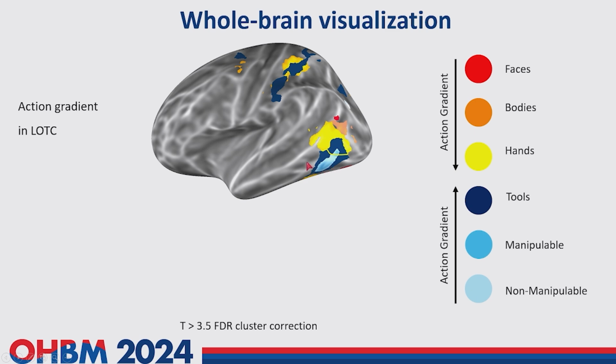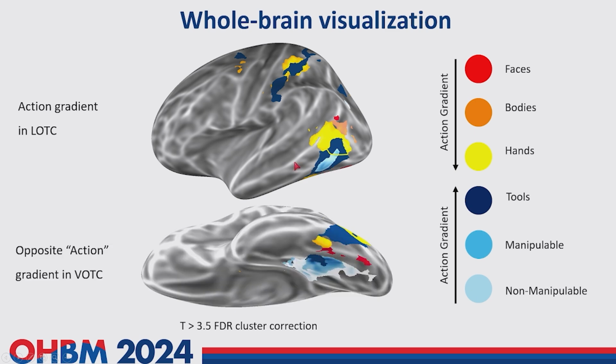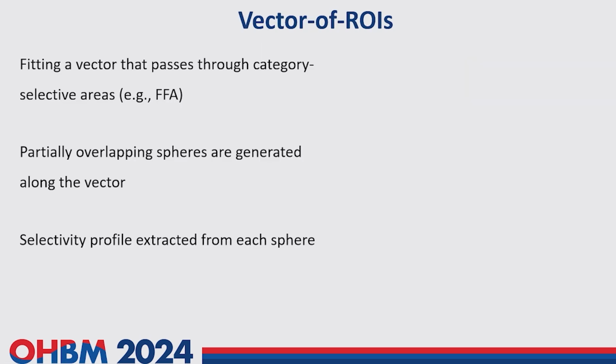and no activation for non-manipulable objects. Then in the ventral OTC, we observe a second hand-selective cluster, which will be the left lateralized fusiform body area, but it's selective for hands, not for bodies. And more medially, we see kind of the opposite action gradient with a big cluster for non-manipulable objects, smaller for manipulable, and even smaller for tools. So we see a kind of opposite action gradient between lateral and ventral OTC.